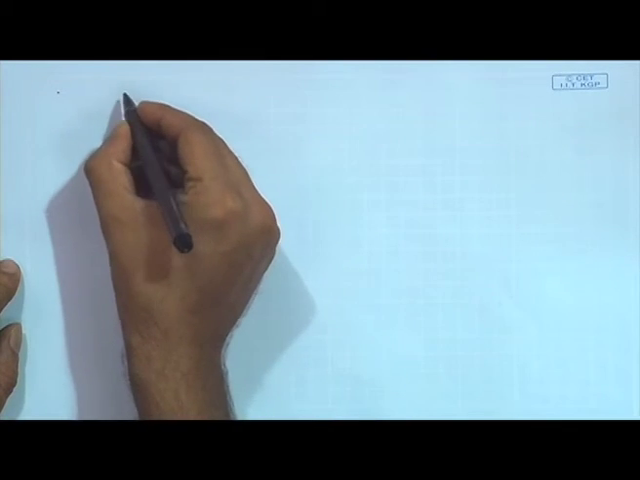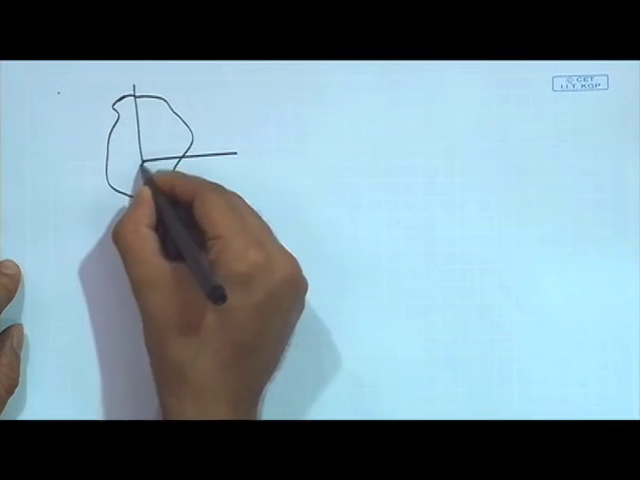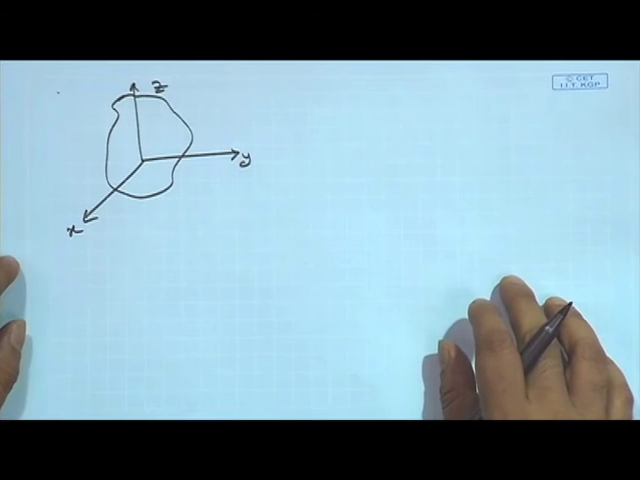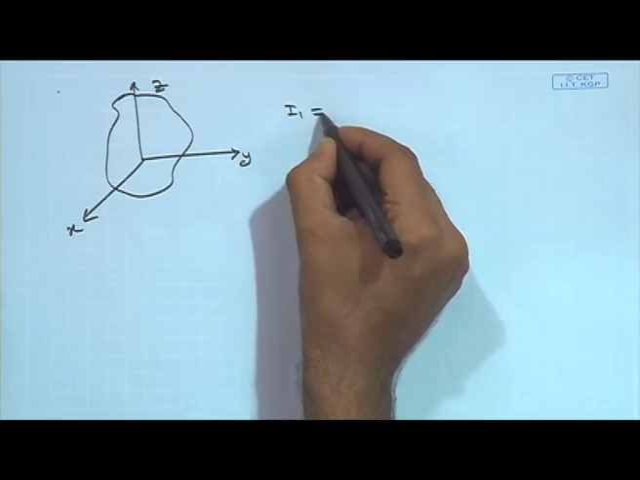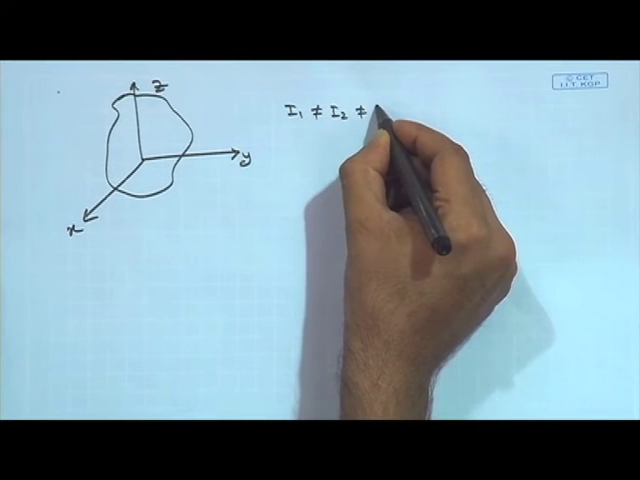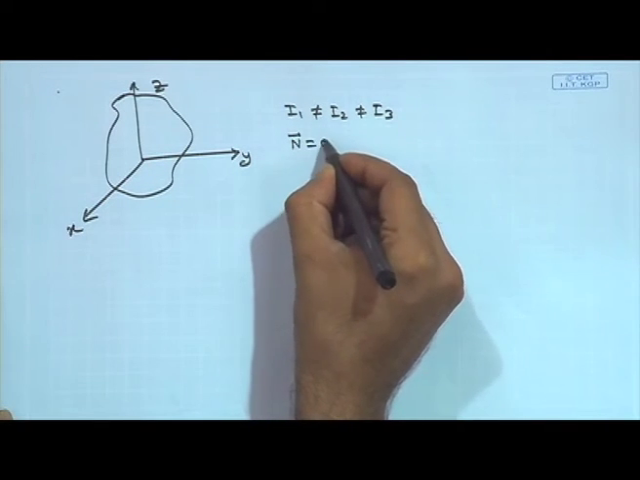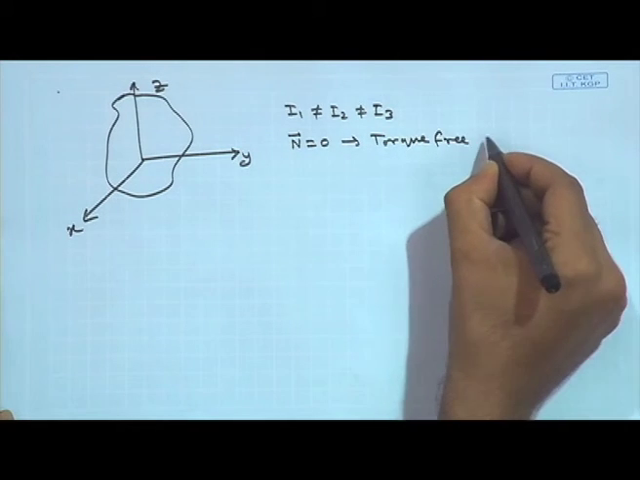Okay. Let us look at asymmetric top. So we have a system which has an arbitrary shape, let us say. Okay, so we have x, y, and z. Now for this system we have I1 not equal to I2 not equal to I3, and let us look at the torque free motion, that means N equal to 0 for this system, which is equivalent of saying torque free motion.